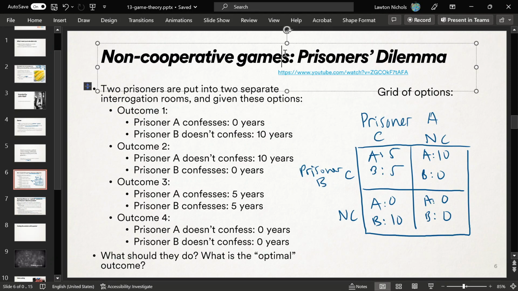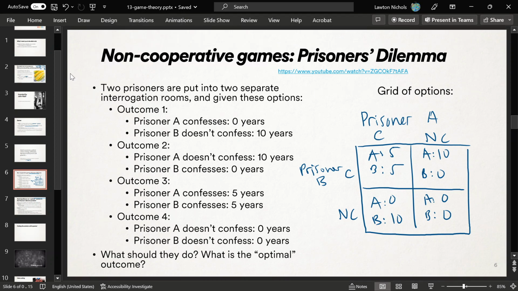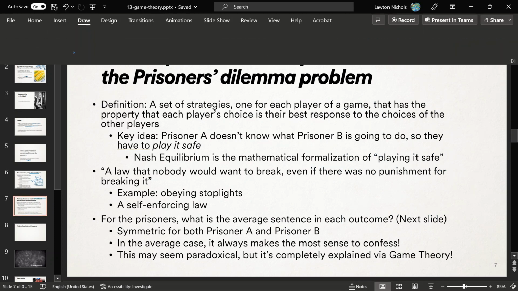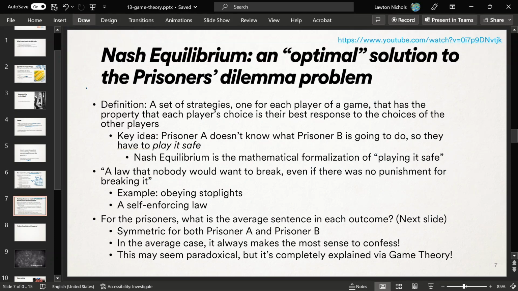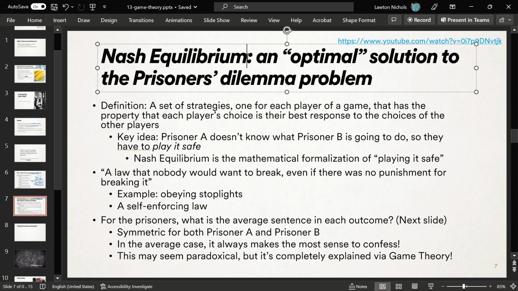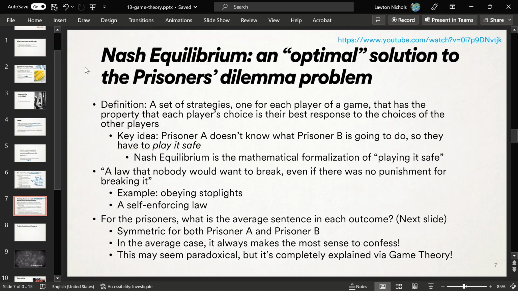This is a non-cooperative game, by the way. These prisoners are in 2 different rooms. They can't talk to each other. They just have to do what's best for them. They cannot exchange information. And so this person who invented game theory, John Nash, he came up with this idea called the Nash equilibrium, which is going to be an optimal solution to this non-cooperative prisoner's dilemma game. All right, and so let's talk about what a Nash equilibrium is.